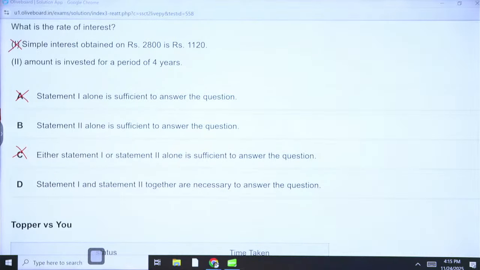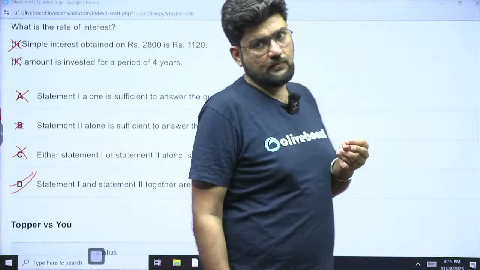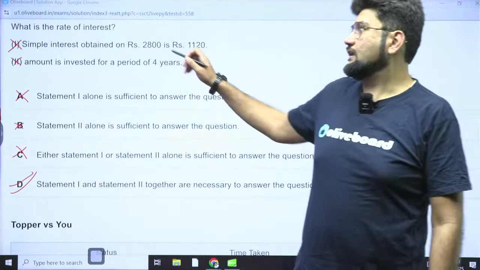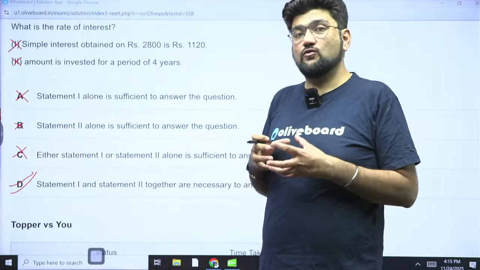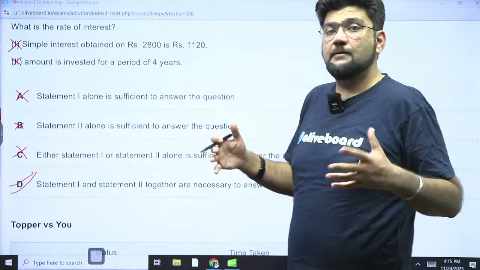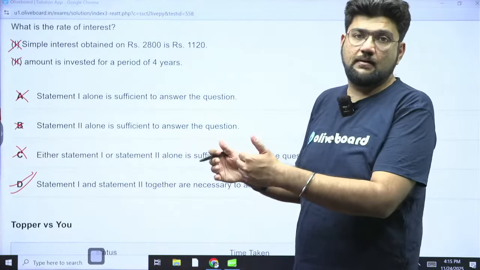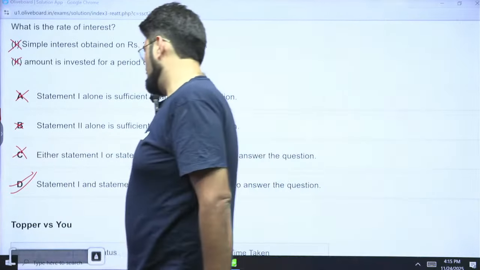And now if I look at the second one, amount is invested for a period of 4 years. This alone is not sufficient. So now I know right away that I'll need both of them to give me my answer for the rate of interest per annum. A lot of people will argue that where is per annum written, but the moment they use the word rate, it has to be defined per annum. Rate is per unit time. Remember, the word rate is always used per unit time, right? So option D is the correct answer here.